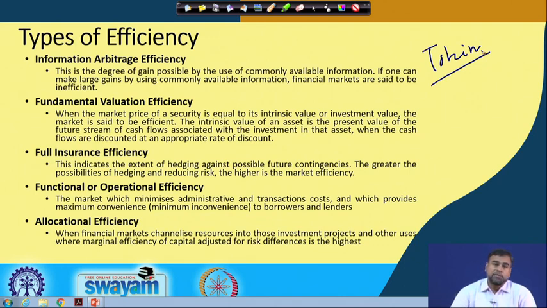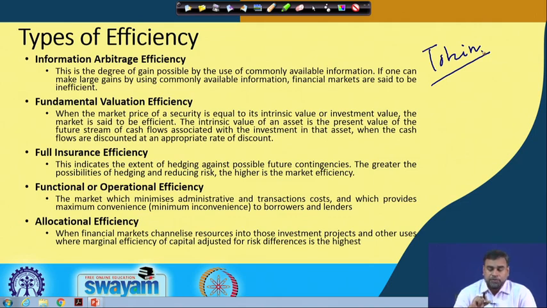That means, if the availability of information is equal to all the market participants, then one group of investors cannot get more return while some other group does not get any return. That basically should not happen. If it is happening, then the market is inefficient. If it does not happen, the market is efficient. From that point of view, you can say the market is efficient from the information point of view. The second one, as I told you, is the fundamental valuation efficiency.